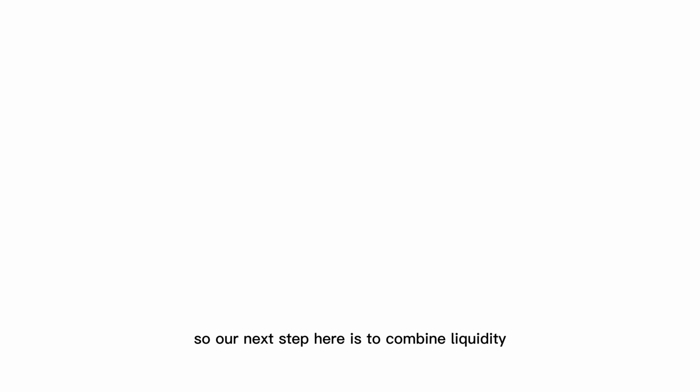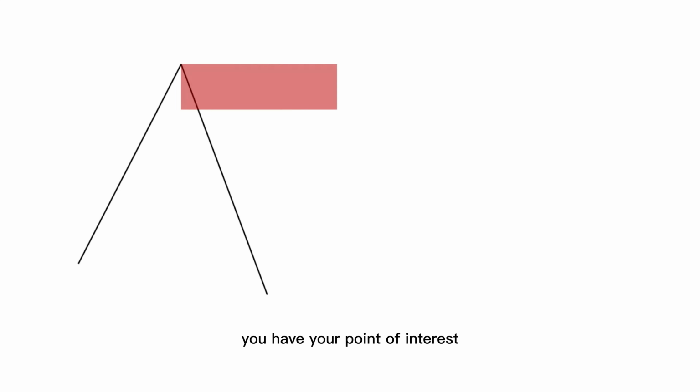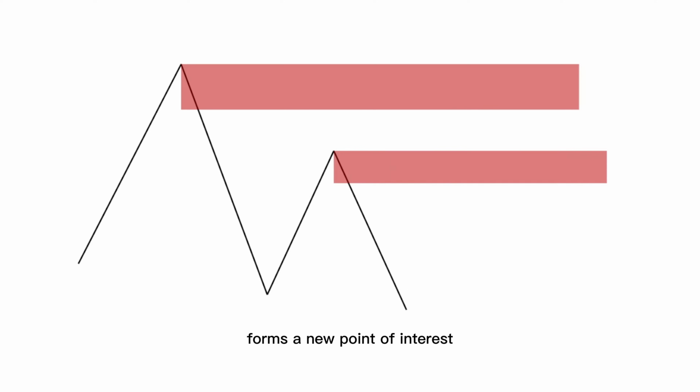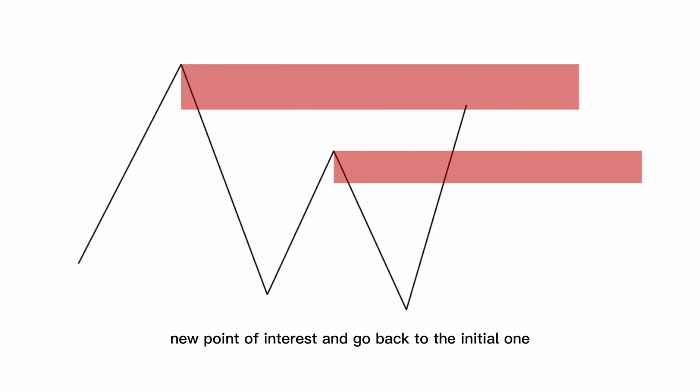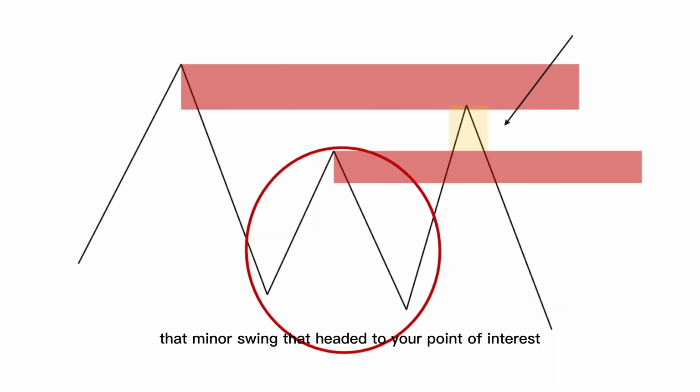Our next step here is to combine liquidity and order blocks. And how are we going to do that? We're going to do that through inducement. So what is inducement? You have your point of interest. Price approaches your point of interest but does not make contact and reverses, forming a new point of interest. So now what price would do is blow through your new point of interest and go back to the initial one, react from it, and form a purge. What is a purge? A liquidation. And where is the inducement? The inducement is the fake point of interest, that minor swing that headed to your point of interest but reversed before. Its sole purpose was to induce traders into taking positions earlier than their initial point of interest.